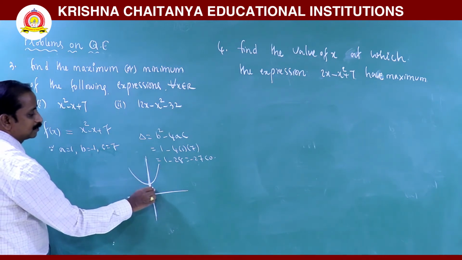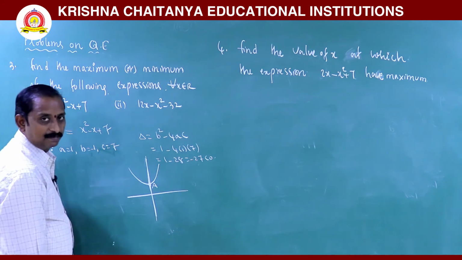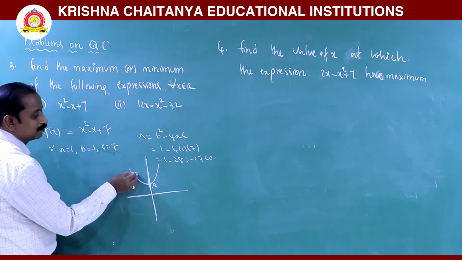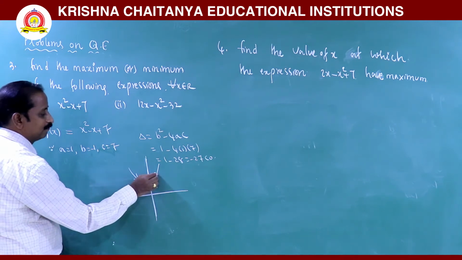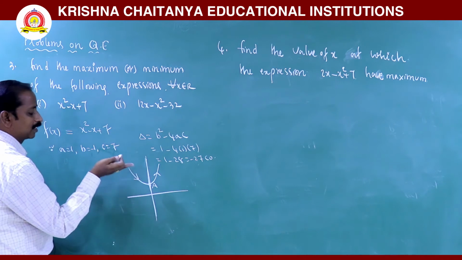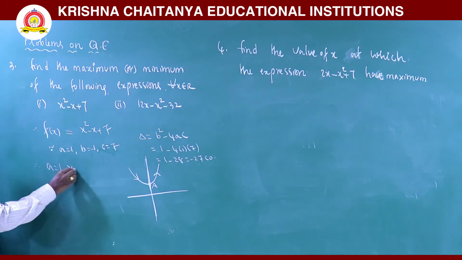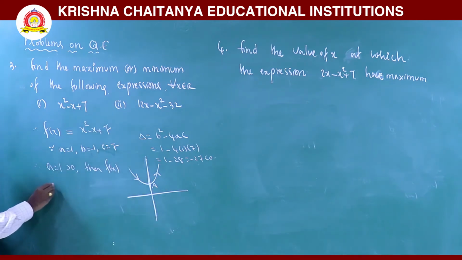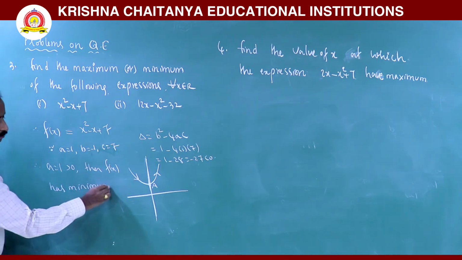So it is nothing but the vertex. The vertex is minus b by 2a comma 4ac minus b square by 4a. Observe the graph. The graph went down, and from this critical point onwards it went up. So the curve has a minimum value. Therefore here a is equal to 1, greater than 0, so f of x, the given quadratic expression, has a minimum value.